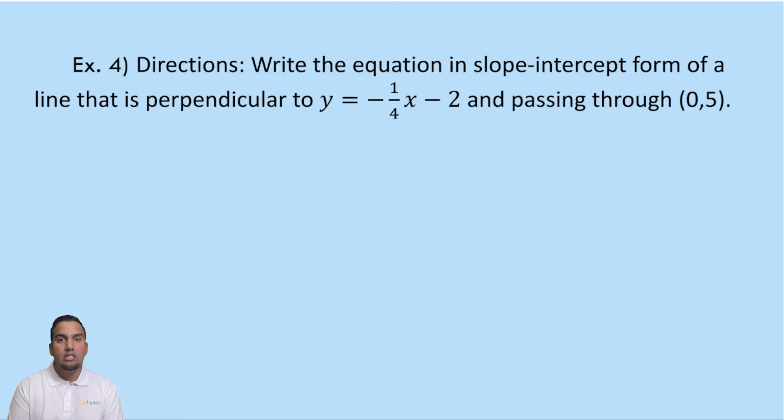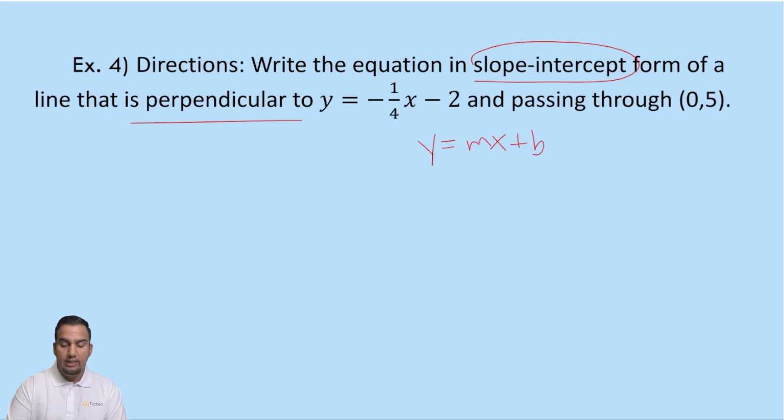But what I want you to find is, look for these keywords and try to understand what these keywords represent. So in example 4, it says, write the equation in slope-intercept form. We have to remember slope-intercept form is one of the most famous equations, which is y equals mx plus b. Don't forget, m is a slope, b is a y-intercept. And they're asking that the line is perpendicular, next keyword, to y equals negative 1/4 x minus 2.